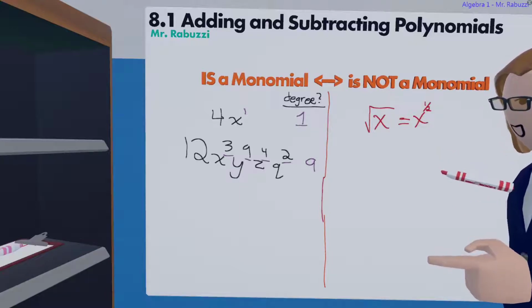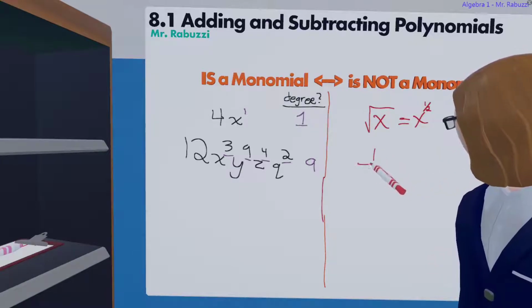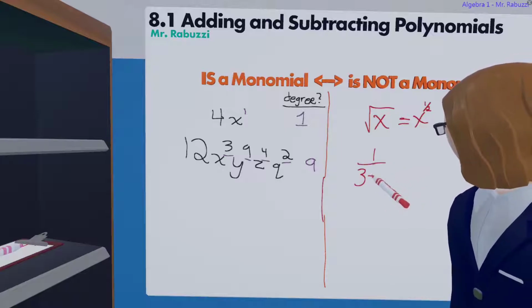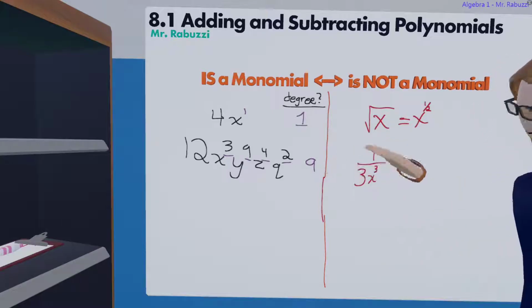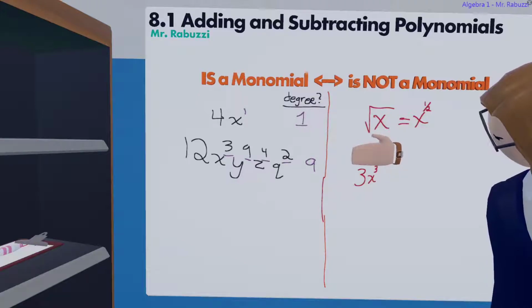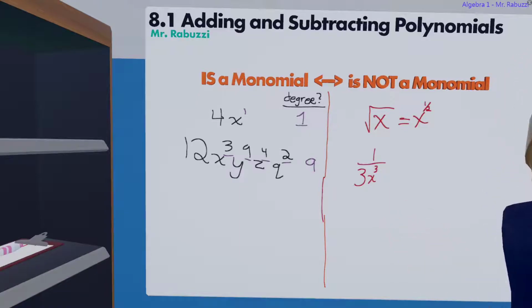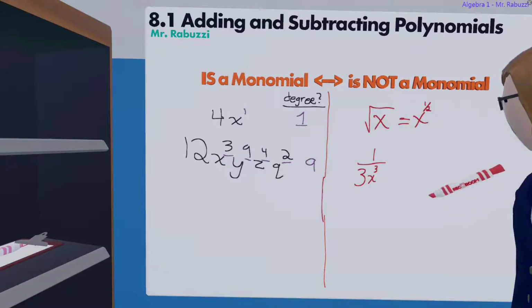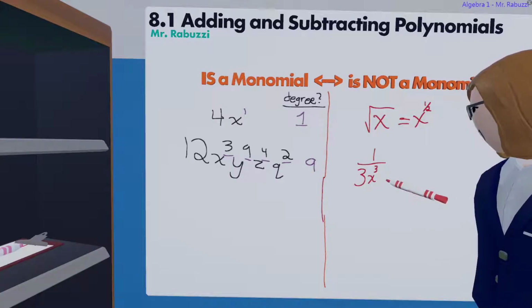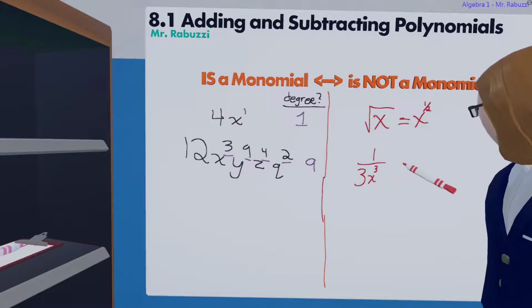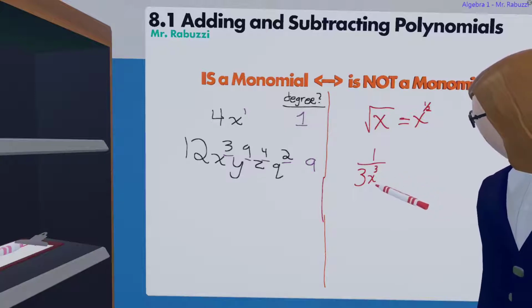Okay, here's another thing we can't have. We can't have 1 over 3x to the third. Now, if I just said 3x to the third, that's a monomial. So why is this not a monomial? What's the problem? Well, the problem is that we can't have variables on the bottom of a fraction and call it a monomial. So this is not a monomial because of this x down here.